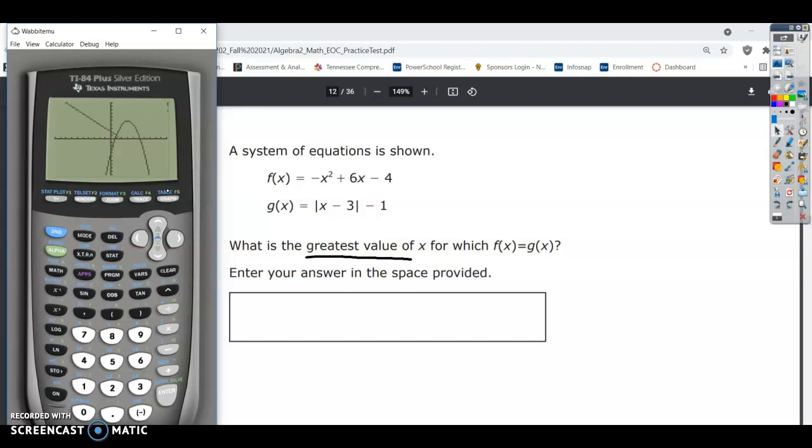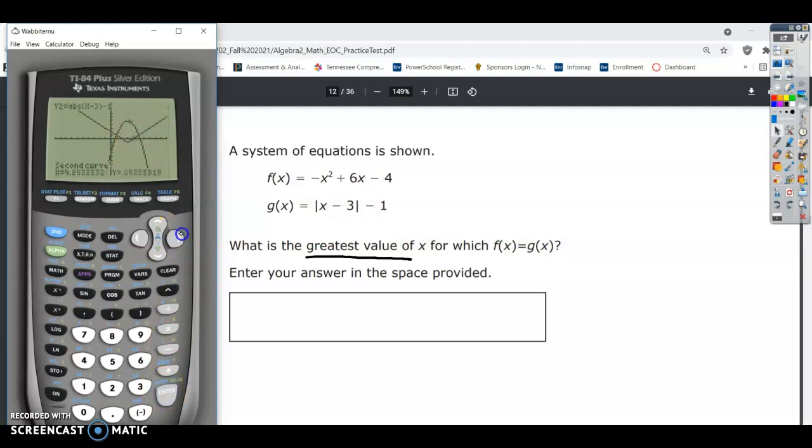Alright, so there's our quadratic and there's our absolute value, and it says what is the greatest value. So we can see that it crosses in two spots. It crosses around 1 or 2, and it crosses up here again somewhere. The second point is our greatest x value, so that's the one we want to isolate here. So I'm going to do second trace, and I want to find the intersection point. So number 5, and then I'm going to arrow, and this says first curve. I need somewhere left of that point, so hit enter.